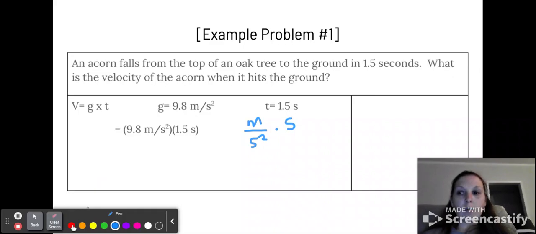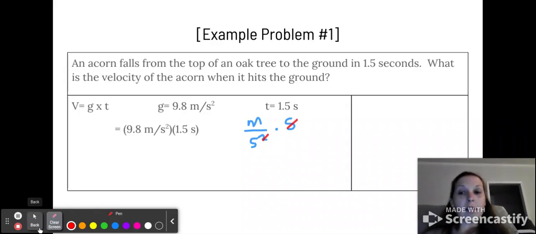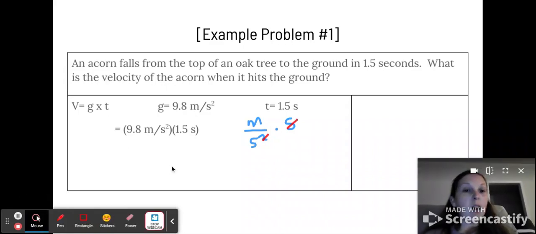If you guys remember anything about math, you know that when fractions are multiplied together, tops and bottoms, you can cancel like numbers or like variables. Well, we've got an s on top and bottom. So we're going to get rid of this square here, and that's going to cancel out with the one s that we have on top, which is going to give us our velocity unit of meters per second, which is how we measure that.